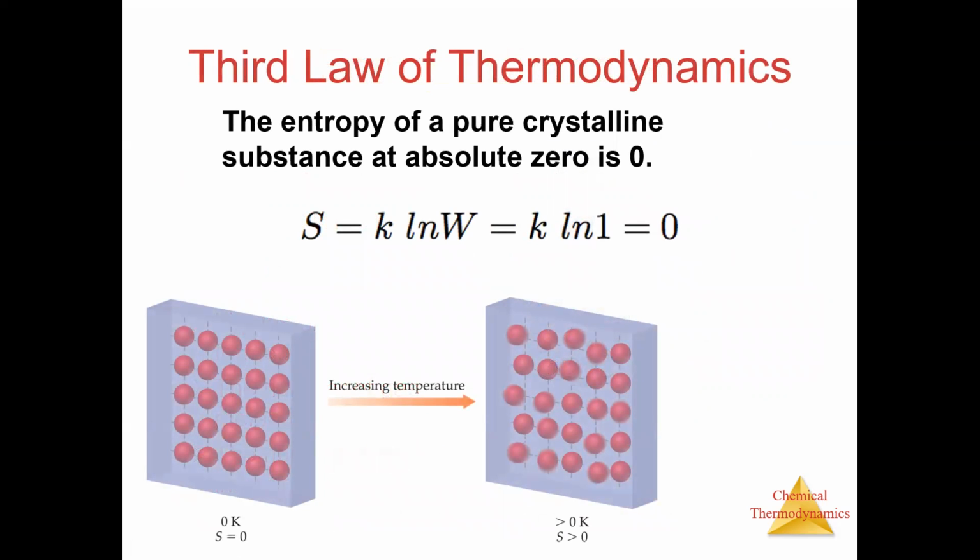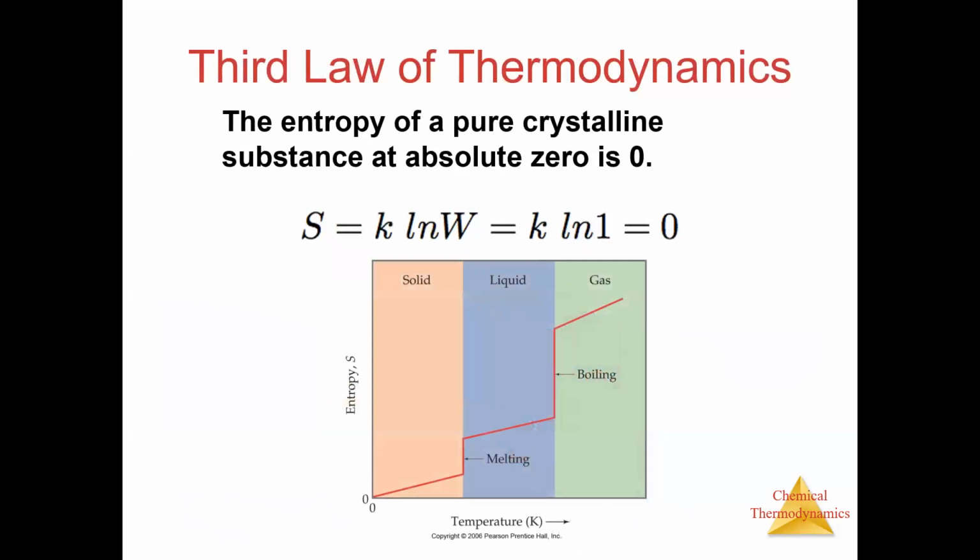The third law of entropy says the entropy of a pure crystalline substance at absolute zero temperature is zero. I repeat, the entropy of a pure crystalline substance at absolute zero temperature is zero. Therefore, we can say S equals k ln W, which equals k ln 1, which equals 0, because W is equal to 1. The entropy of a pure crystalline substance is 0.